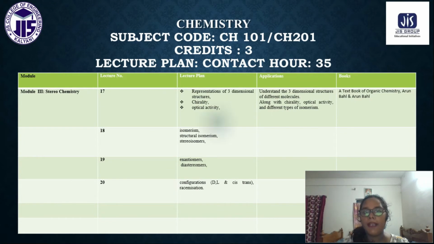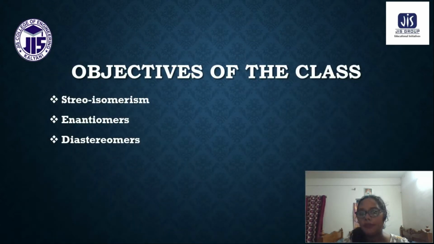This is the lecture plan and this is today's objective. Today we are going to discuss stereoisomerism. What do you mean by stereoisomerism? What are the types of stereoisomers we have? What are the examples? And also we will discuss the definition of each and every isomer. So this is all about stereoisomerism, and there we also define the enantiomers and the diastereomers.